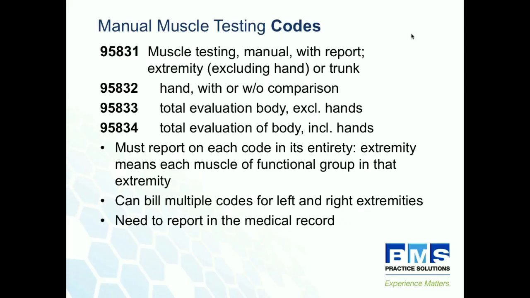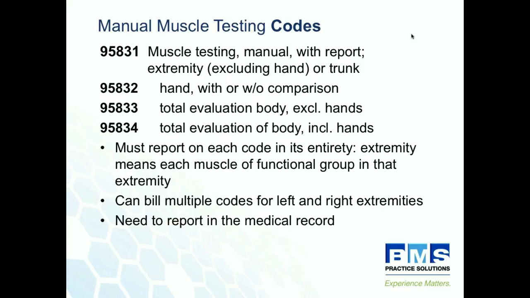We also have the manual muscle testing codes as well as the range of motion test and measurement codes. Now, these codes are untimed, but you can bill multiple of these codes depending on what you're actually testing. So, for example, in looking at the manual muscle testing codes, you'll notice that 95831 says manual muscle testing with report for an extremity. So if you were doing the left and right extremities, you would be billing 2 units of that. If you were including both hands, then you'd be billing 2 units of 95831 and 2 units of 95832.